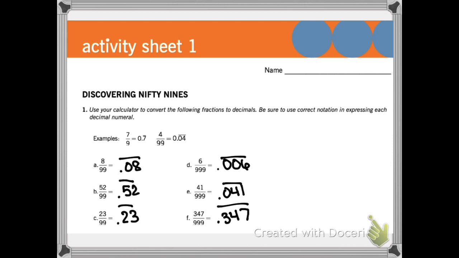So what do you notice about that? You should have had time in your group, if you were in class, to discuss those and see that if you had two nines in the denominator, you had 2 decimal places. And if you had 3 nines in the denominator, you had 3 decimal places.